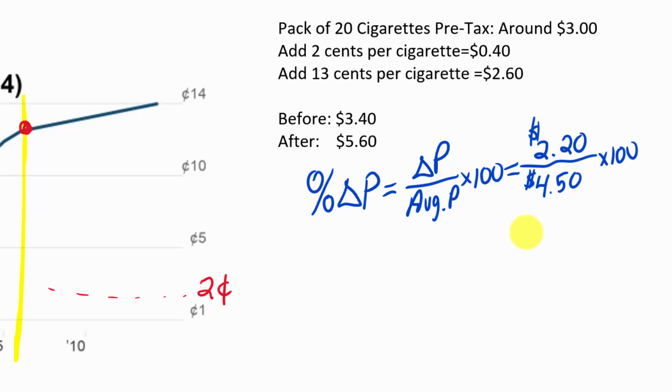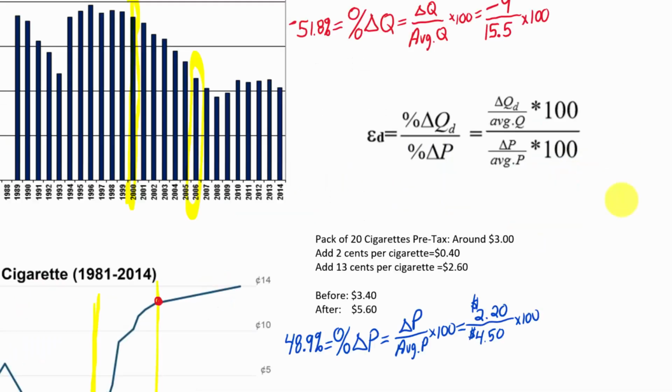All right, see what percentage change you get there. I get about 48.9% if we round that off correctly. So 48.9%. Let's put these two numbers together and let's see what we end up with. We have our minus 51.8% change in quantity caused by a 48.9% change in price.